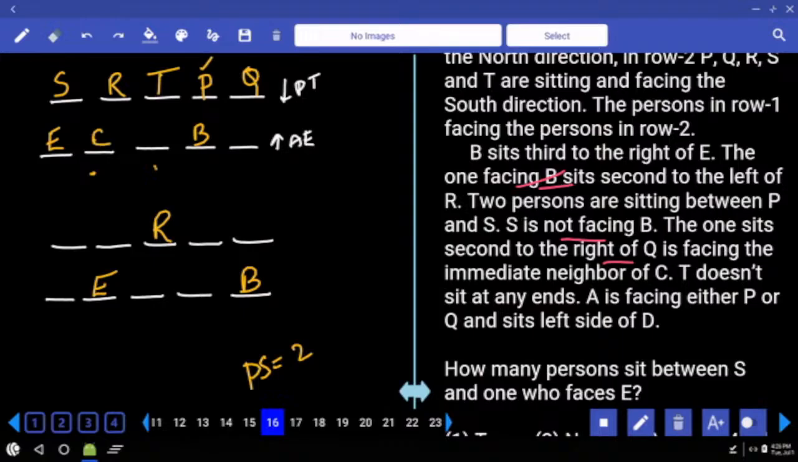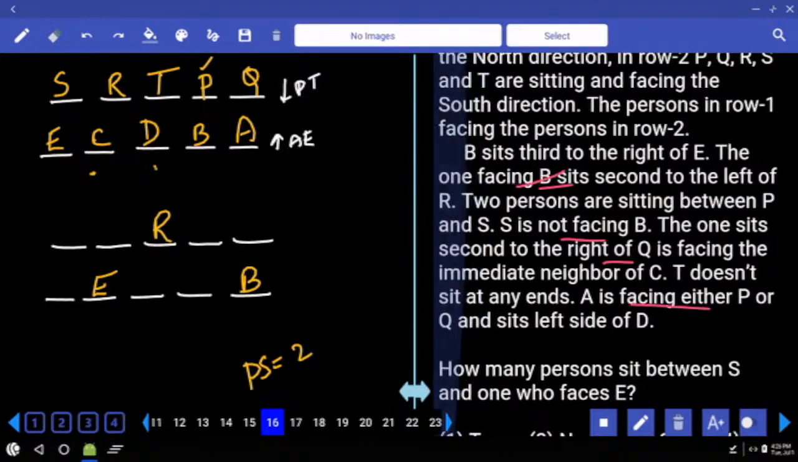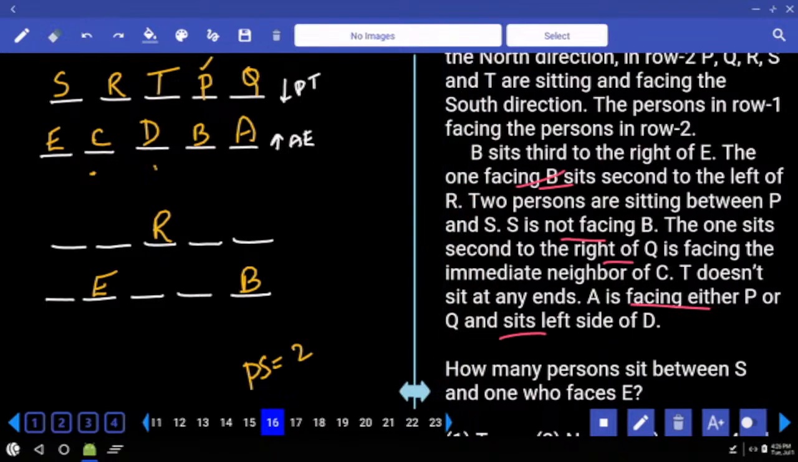Then A is facing either P or Q. A is facing either P or Q, A is here. Now if A is here, then who is the person? D is here. Then A is facing either P or Q and sits left of D. A is to the left of D here. A is to the right of D, this case is ruled out. Finally we have got that A is to the right of D, but we need A to be to the left of D. This case is ruled out, now we are left with this one.